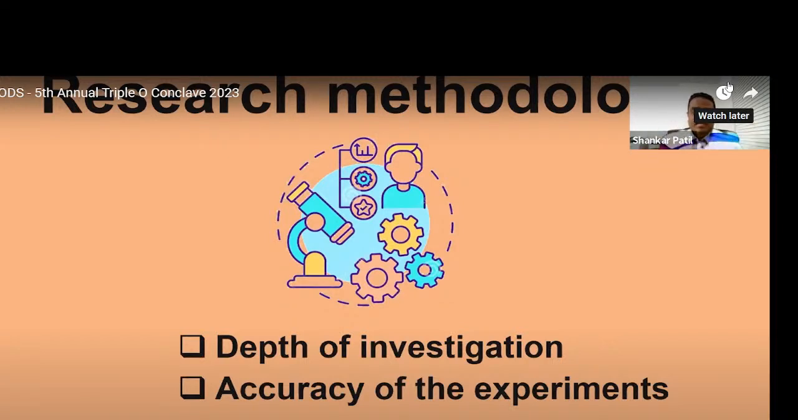Sometimes you may need to use ELISA, Western blot, flow cytometry, genomics, proteomics, mass spectrometry. Sometimes now, apart from IOPAs, OPGs, CBCTs, all these have to be done. Depth of investigation is very important, and the journals see the accuracy of the experiments.